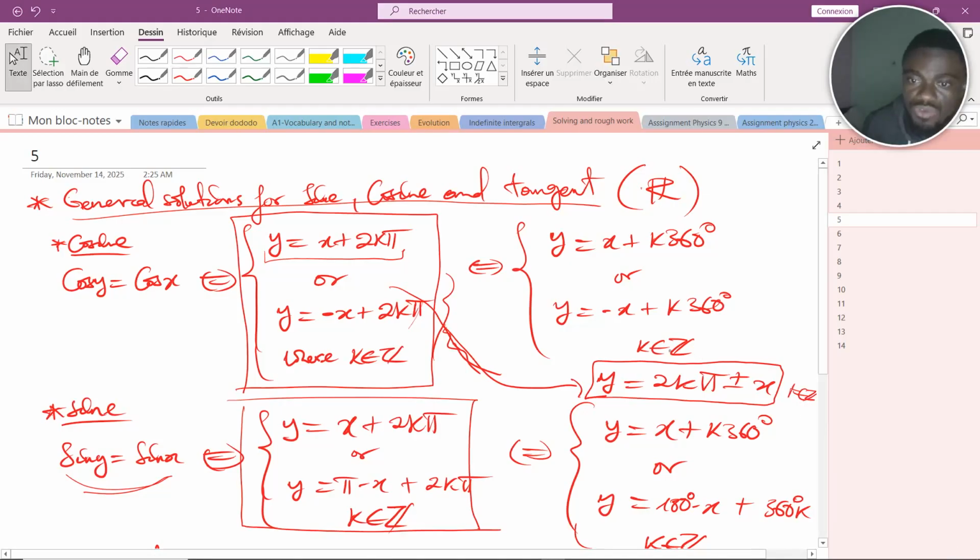So don't be confused when you see this in some textbooks. If you want to convert it into degrees, this 2 times pi is 360 degrees. So it will still be equals to 360 degrees k plus or minus x. You guys are always fond of putting n here, so it depends on you. So don't be confused when you see that in some exercises. Is that okay? Very good. Okay.